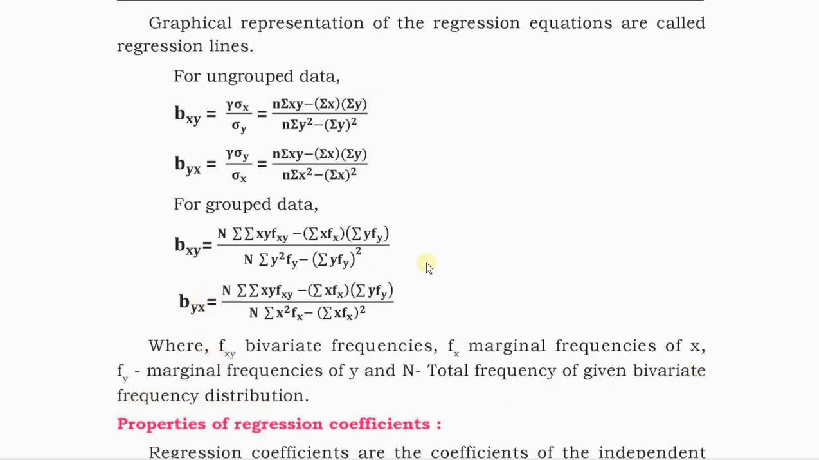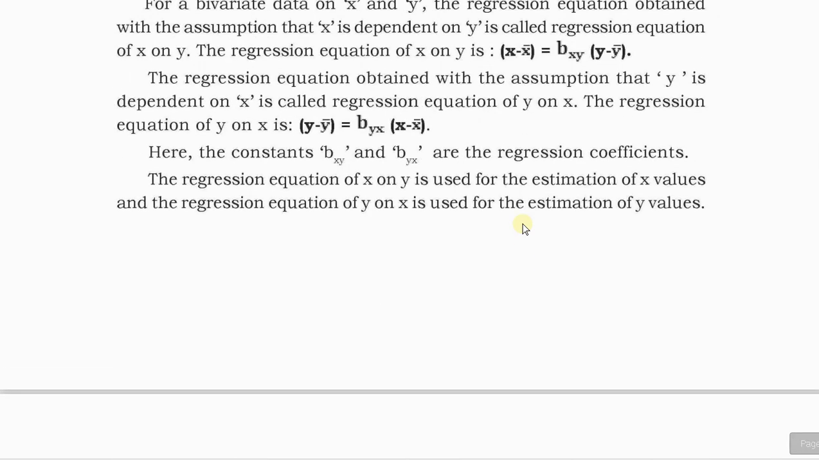So fxy here is the frequency of both x and y together, like we saw in the previous video on the correlation coefficient. Okay, so these are the equations for your regression coefficients. Once you obtain them, you have to substitute them, bxy and byx, in the regression lines of x on y and y on x.